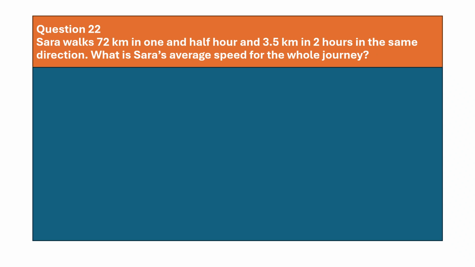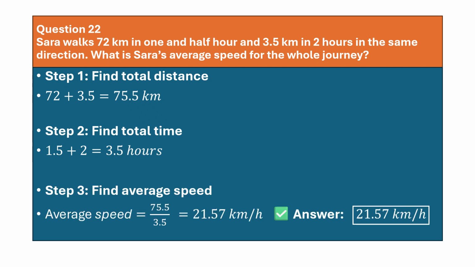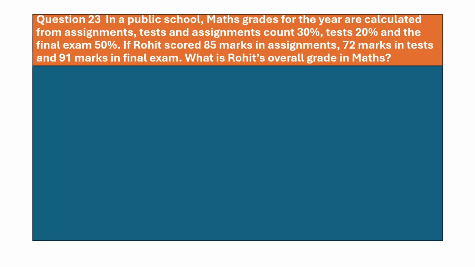Question number 22. Sarah walks 72 km in 1.5 hours and 3.5 km in 2 hours in the same direction. What is Sarah's average speed for the whole journey? Students, I request that you pause the video and try to solve this question, because these questions don't require a big or major calculation. You just have to simply substitute in the formula. While you solve with these steps, you will get the final answer. We can go on to question 23.